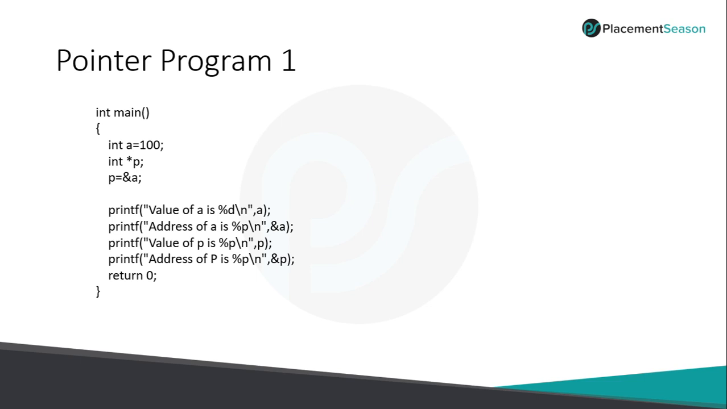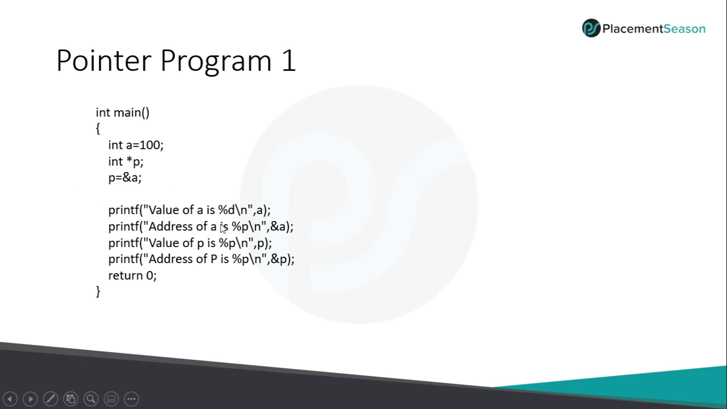So we will be discussing this pointer example with this simple program. Okay, so here I have declared an integer variable a and a pointer variable p. I have assigned the address of a to this pointer variable. So I am not assigning the value of a to the pointer variable p. I am assigning the value of a's address to the pointer variable p. So don't look at this printf statement, just look at this statement.